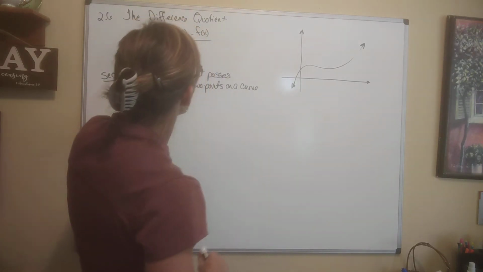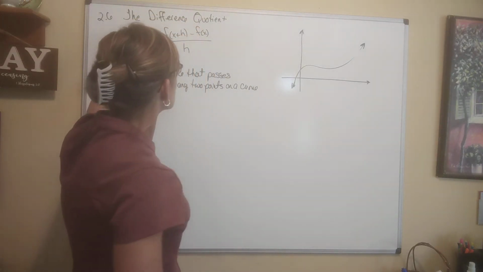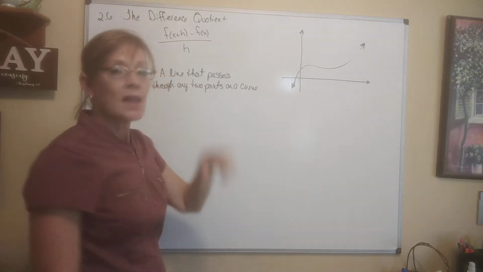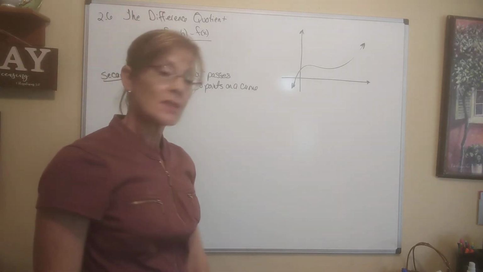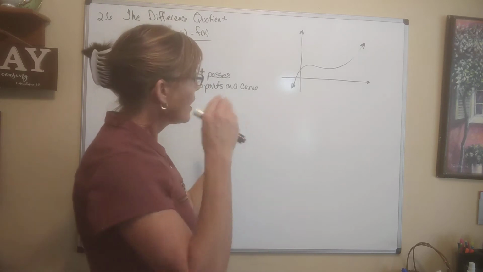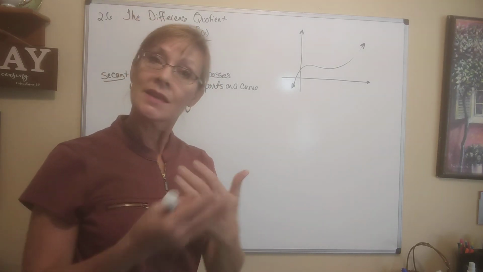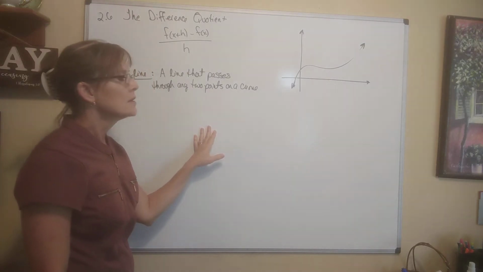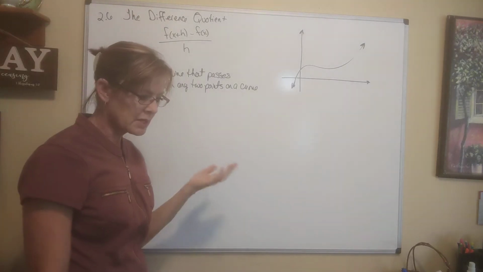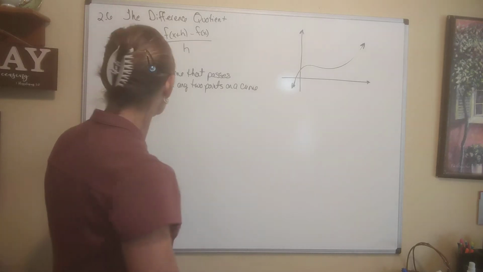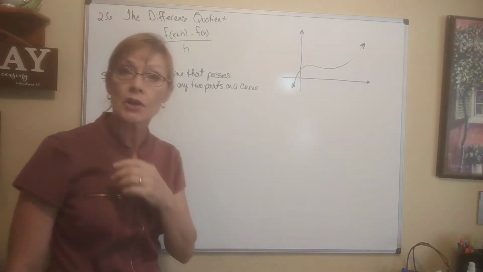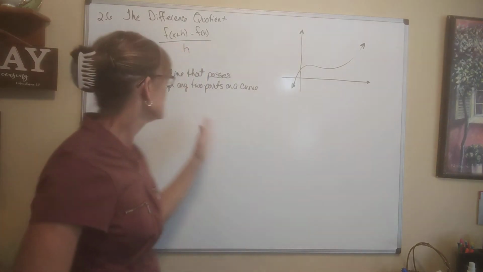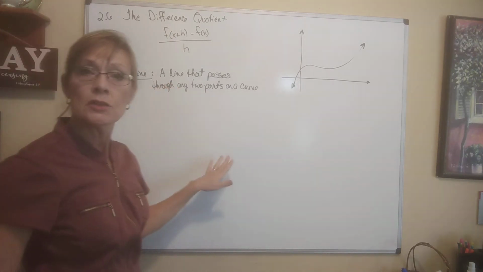What this is, it's the slope of a line. It's the slope of a secant line, to be specific. So what is a secant line? A secant line is a line that passes through any 2 points on a curve. So for those of you who have had trig or are taking trig or will take trig, secant in this respect does not mean 1 over cosine. It means something different. It's a line that passes through any 2 points on a curve.